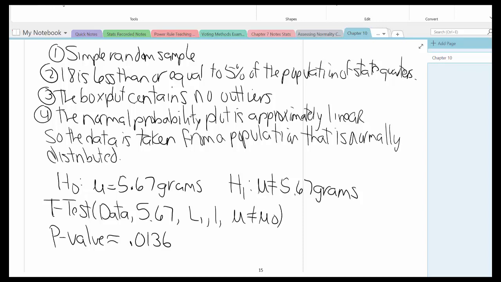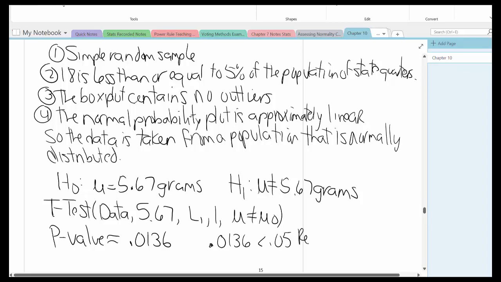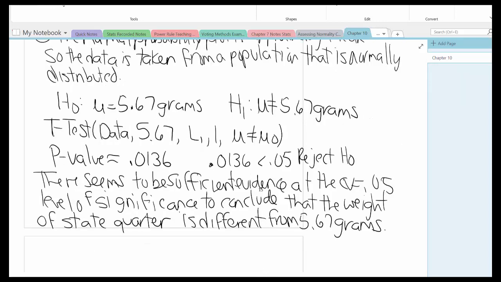Okay, so on the paper, we'd write t-test, right parenthesis, data, comma, the mean, 5.67, comma, L1, comma, 1, showing it's not equal, and I've written the p-value underneath, rounded to 4 decimal places. So clearly this decimal is less than 0.05, so we're going to reject. So now let's write out the conclusion based on the problem given below. So there seems to be sufficient evidence at the alpha equal to 0.05 level of significance to conclude that the weight of state quarters is different from 5 6/700 grams.